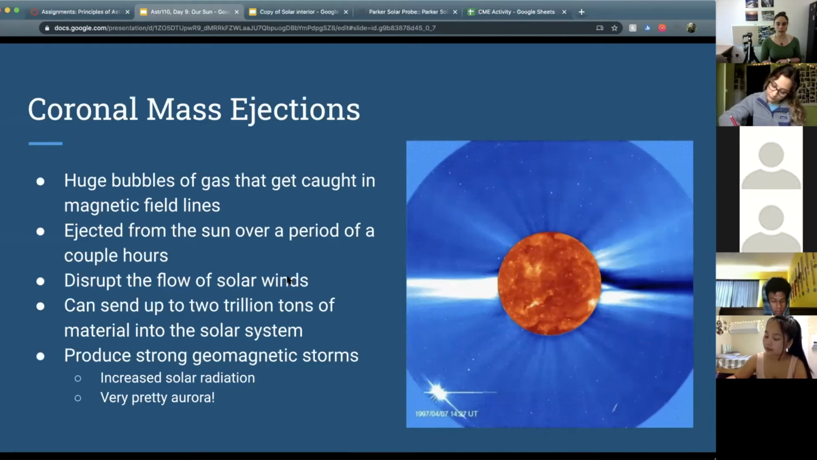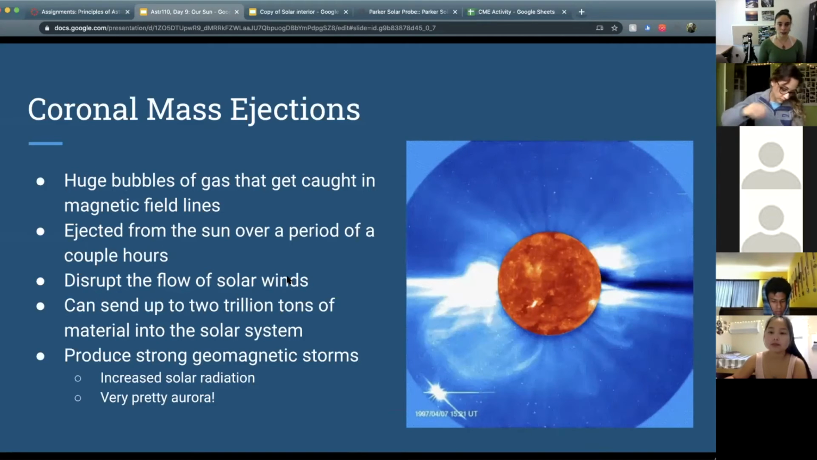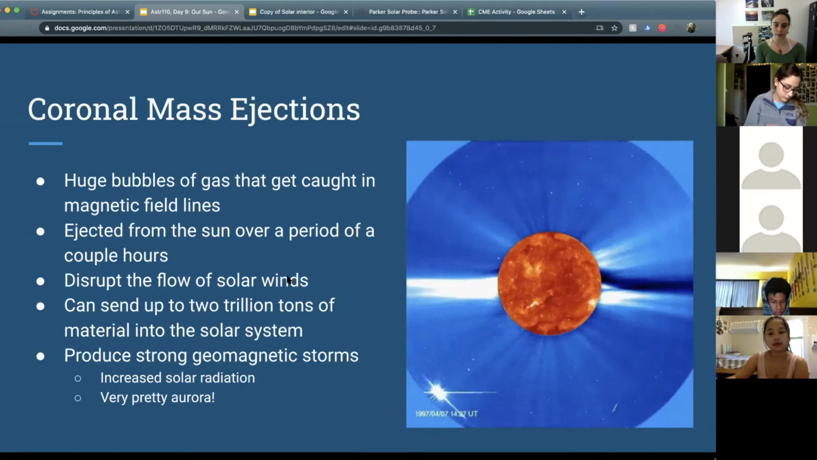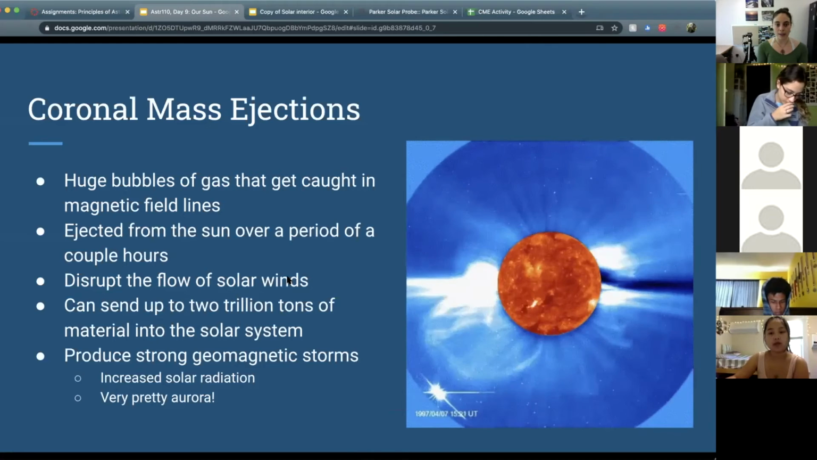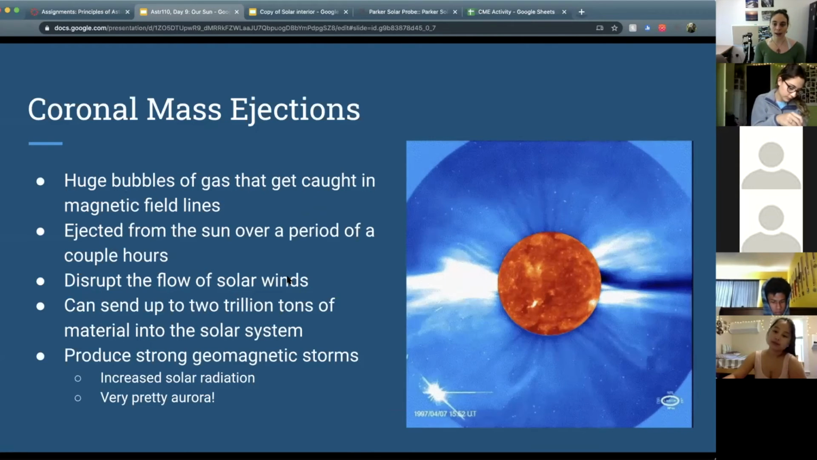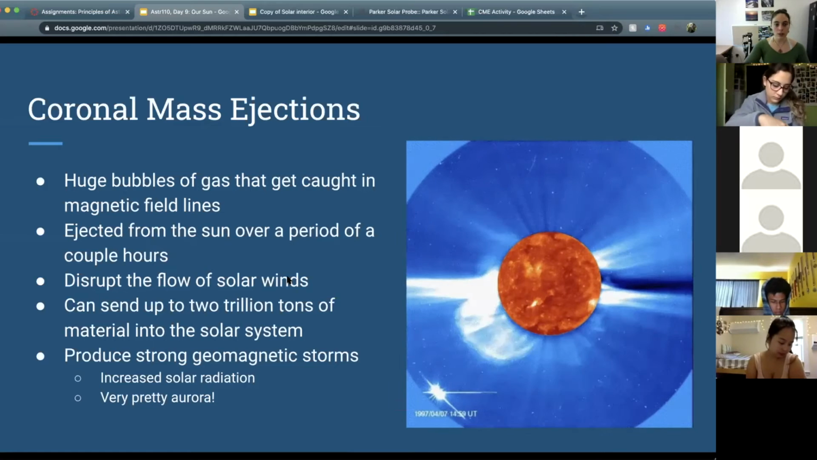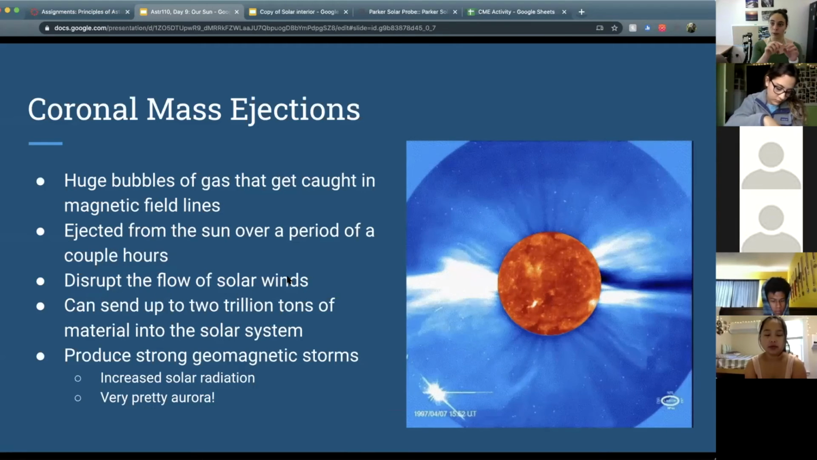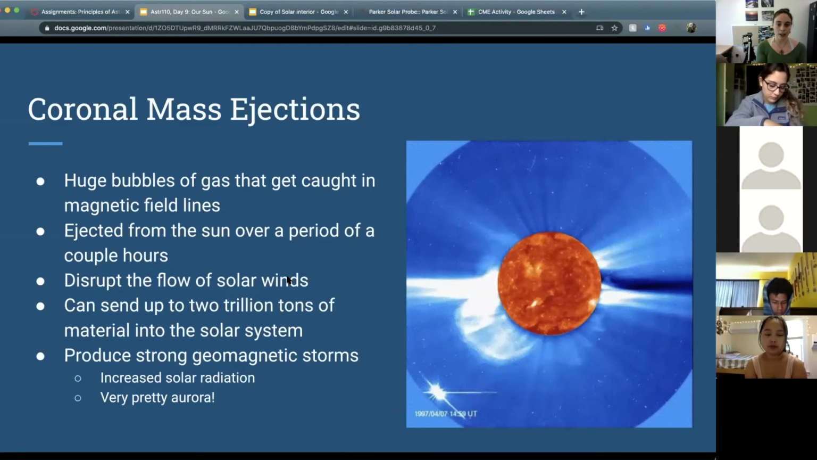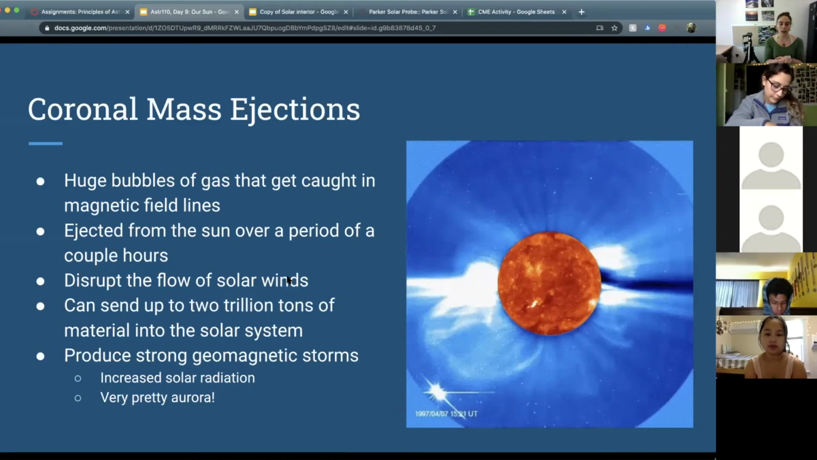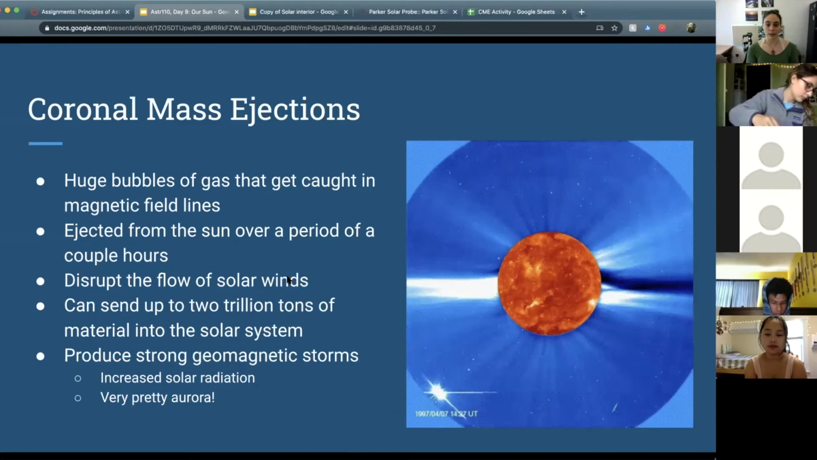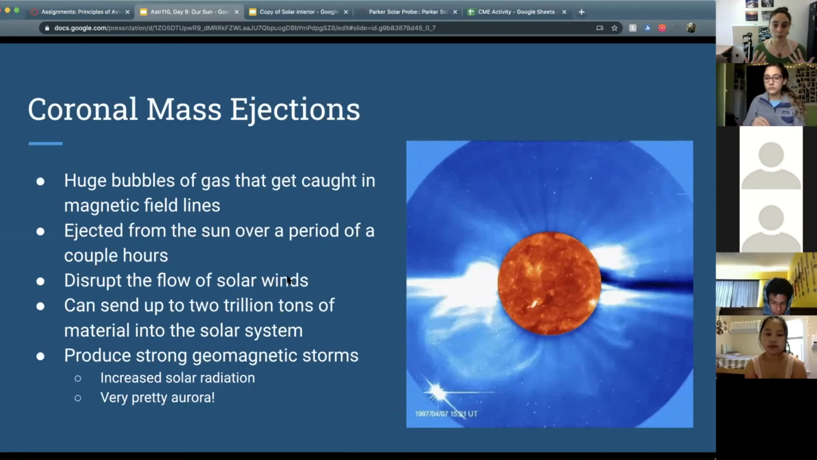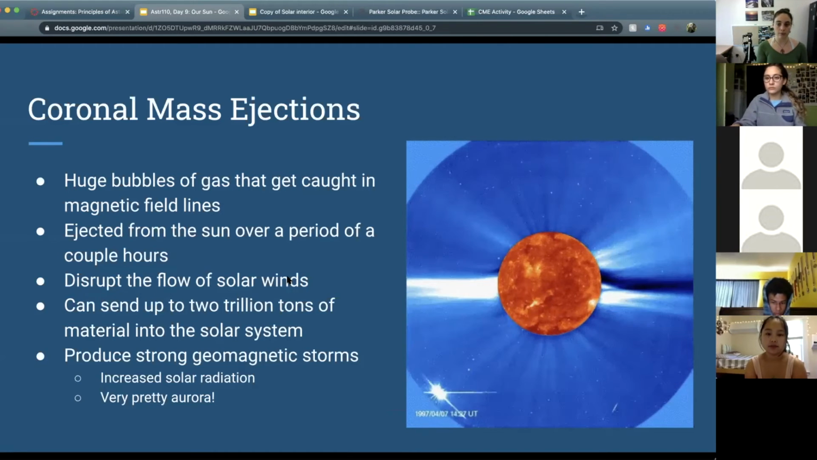Kind of extreme examples of this are coronal mass ejections. So if you have a bunch of magnetic field lines bursting through the surface of the sun, you can trap a lot of those ions, so a lot of these charged particles. And if those magnetic field lines eventually burst and become a coronal hole, so we go from a loop to a hole, you can get a huge amount of material ejected from the sun over a period of a few hours. So these disrupt the flow of the solar wind. We get a lot more material for a very brief period of time flowing out of the sun.